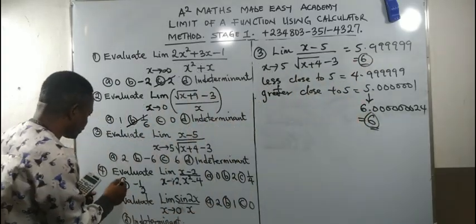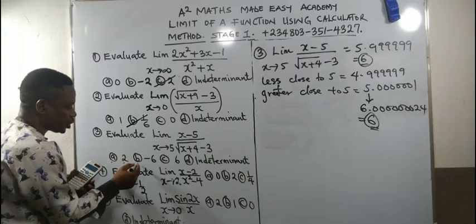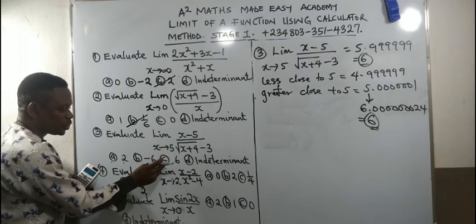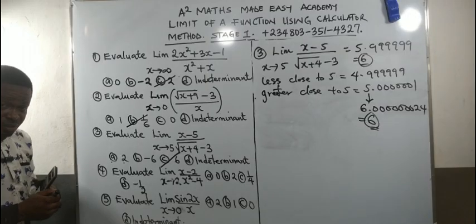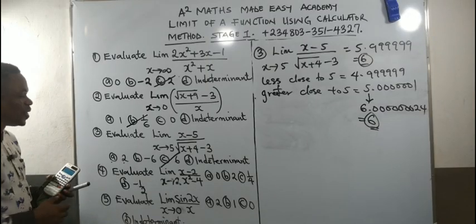Now let's check the options. Option A says 2, no. Option B says -6, no. Option C says 6. Wow, the correct answer is option C. Am I communicating? I am done with question number 3.